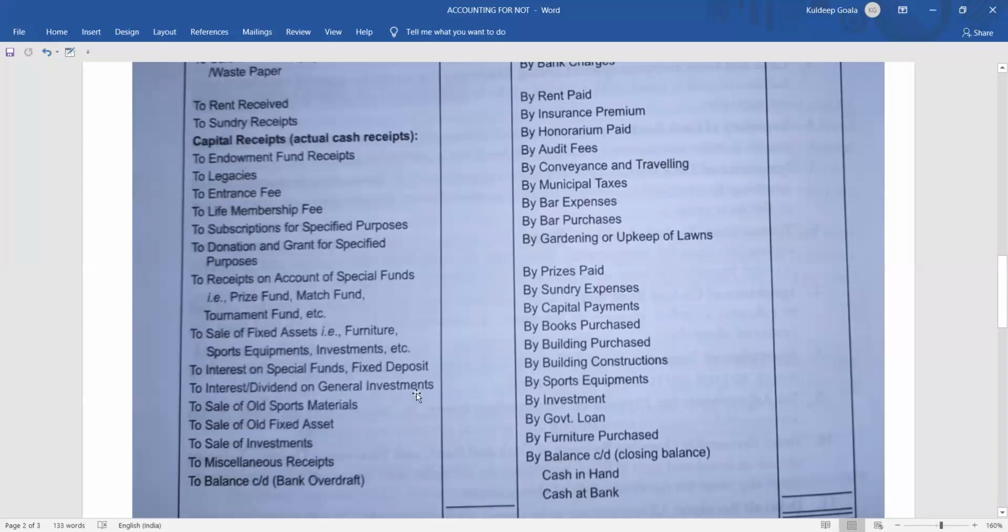If you have made any investment, if you are getting interest or dividend from that. Then coming to sale of old material, sports material, sale of old furniture, or sale of asset, or sale of investment. All of you are aware of that. Then miscellaneous, receiving any small income. Then the last one, I'll explain at the end of the explanation of both the sides.